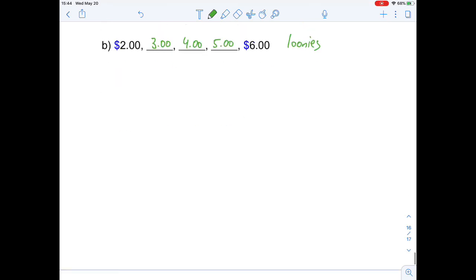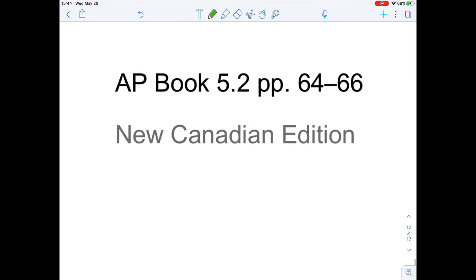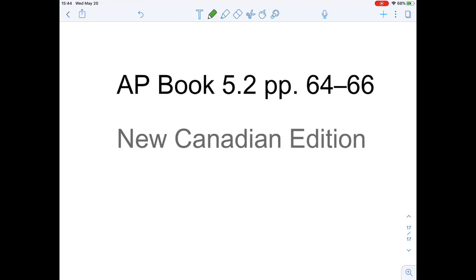All right, that's it for our lesson on dollar and cent notation. Please work on those 3 pages in your Jump Math book and ask your teacher for help.